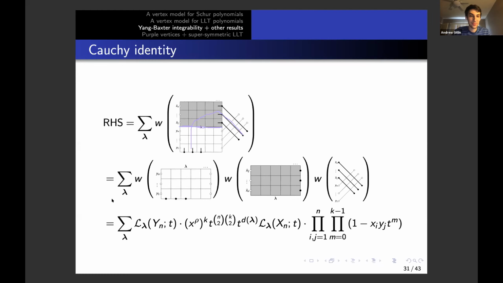The first one is just our vertex model for the LLT polynomials. The second one is a little bit harder to see, but it ends up being an LLT polynomial times some x's and times some t's. And then the weight of the last term ends up being this expression. Okay, so overall, if you evaluate the left-hand side and right-hand side and rearrange the terms, you get our Cauchy identity.